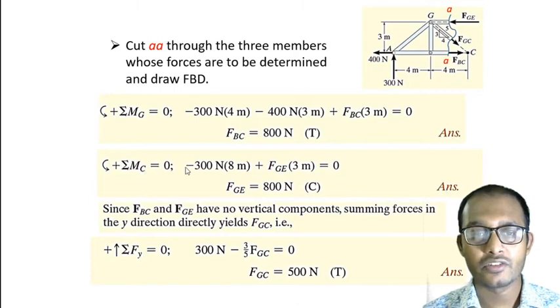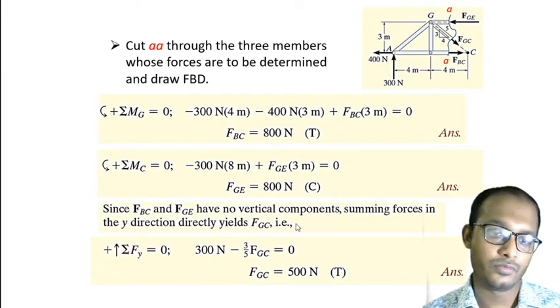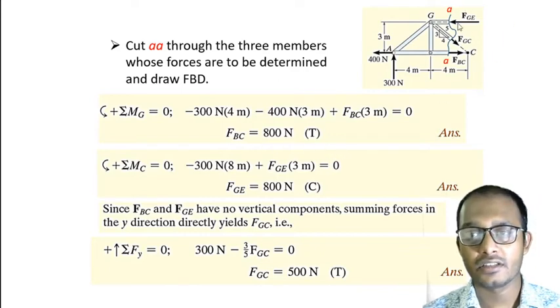All right, so let's take a moment with respect to point C, right? So minus 300 newton multiplied with 8 meter distance, okay, from point C, it was given in the question. Then FGE, this is the force, and the distance is 3 meter, right? So these are the forces acting in this cut section. So FGE is equal to 800 newton.